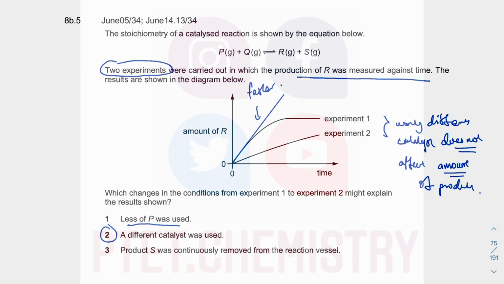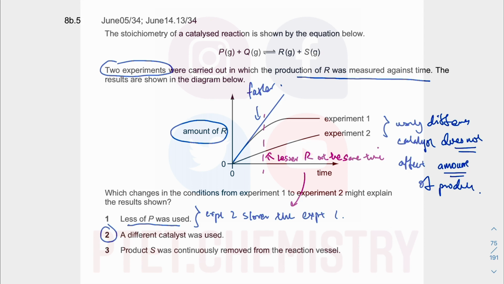We could see from the diagram experiment 2 is simply slower than experiment 1. Okay, so when you use lesser P, you should still get... When you use lesser P, since the system is in equilibrium, you can still get the same amount of R eventually, but obviously the amount of R is a bit lower. So you can tell if you cut this moment in time, there is lesser R at the same time.